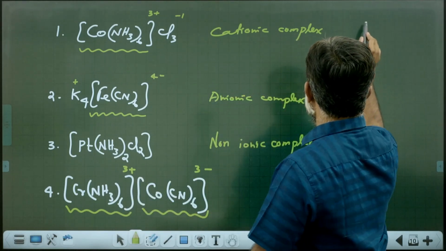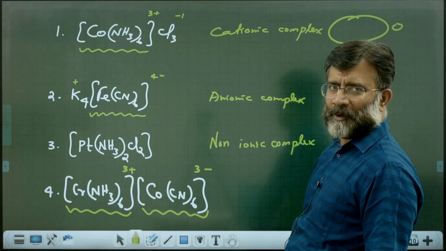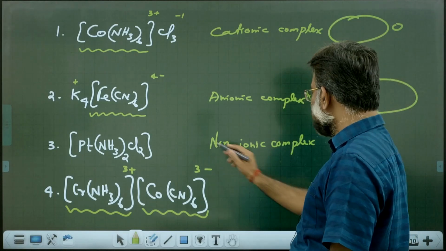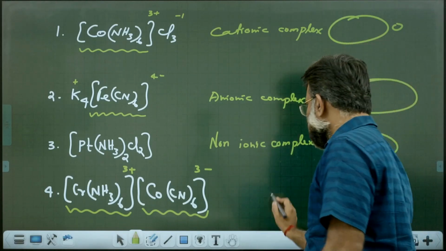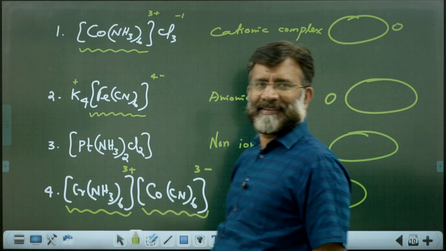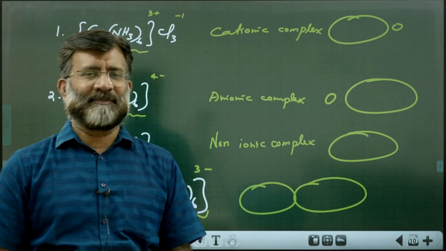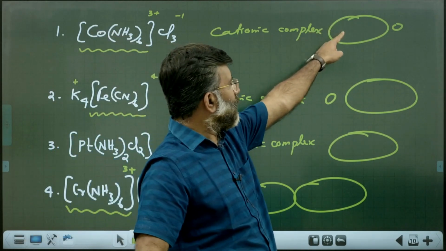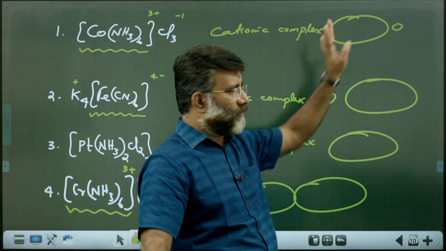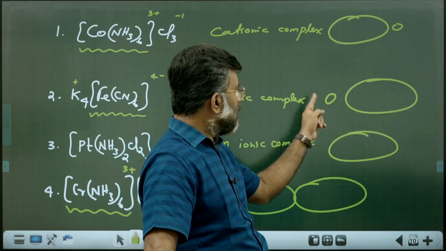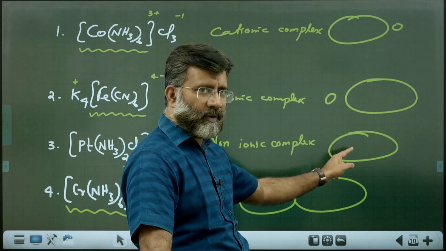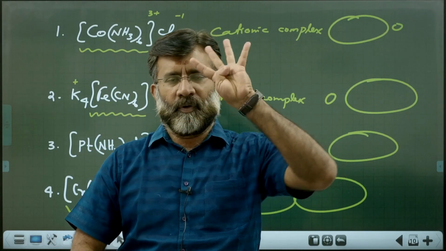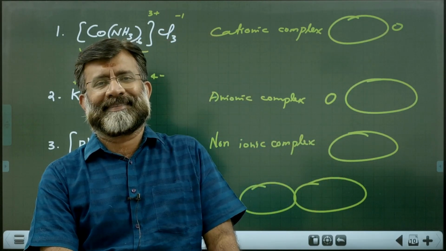This you can represent like this. Hope you understand what the simple caricature I meant. That bigger one is a complex. So cationic complex, counter ion anion. Anionic complex, counter ion cation. Non-ionic complex. Both cation and anion are complex. These are the 4 varieties of complexes.